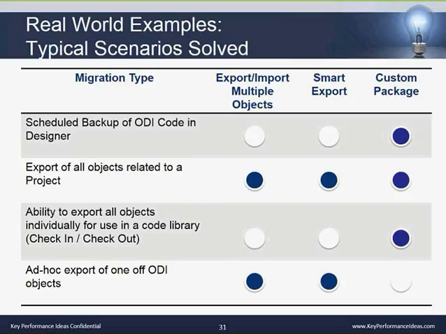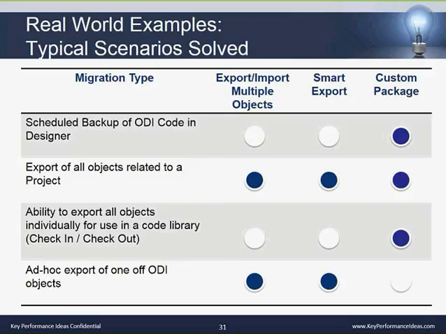Here's the third thing: the ability to export all objects and check into a code library. I think the best way to do that would be to create a custom package, because you can export all of the objects that you need to export and have an individual file for each one of them. Then once you have an individual file for each one, you can check that into your code management system, and start the process from there of branching out and using a code management system outside of ODI.